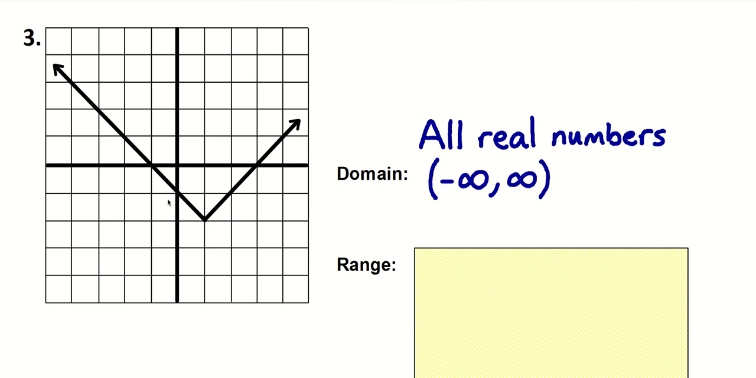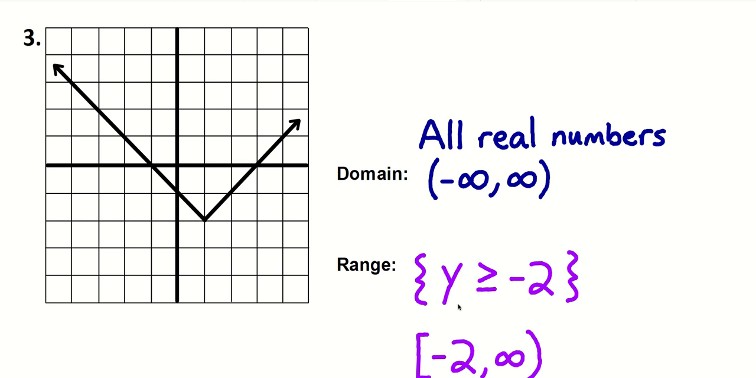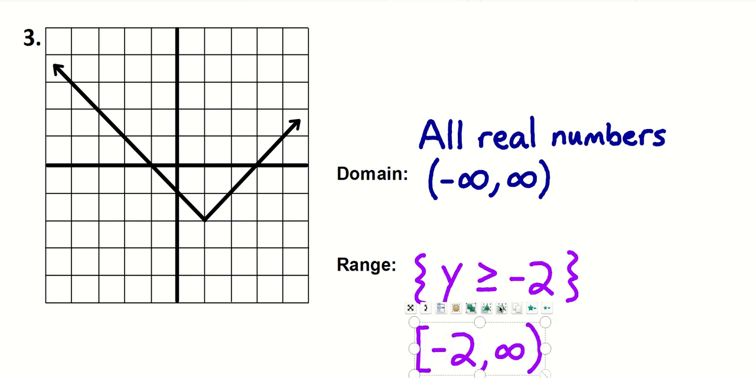Now the range, okay, low to high, it does go up forever. It's never going to stop going up. There's no highest point with a largest y-coordinate, but isn't this like a low point? It'll never go any lower than right there. So its lowest y value is therefore -2. So this would be the set notation way, and this would be the interval notation way for the range. Okay.